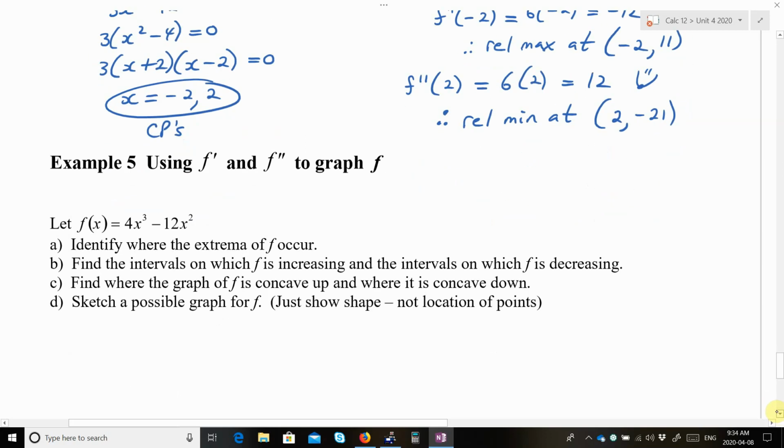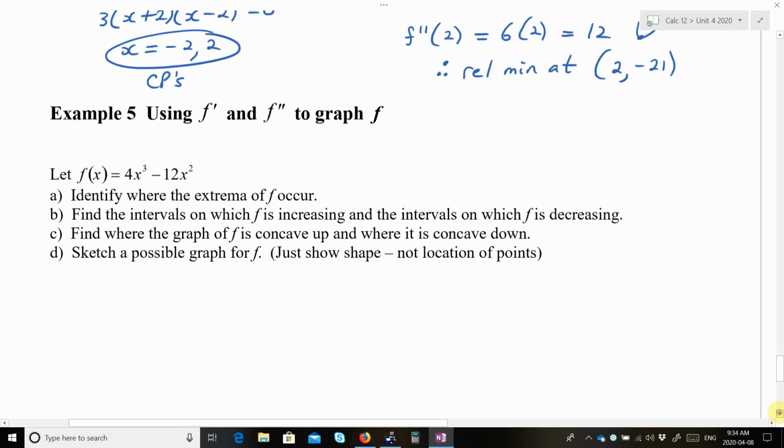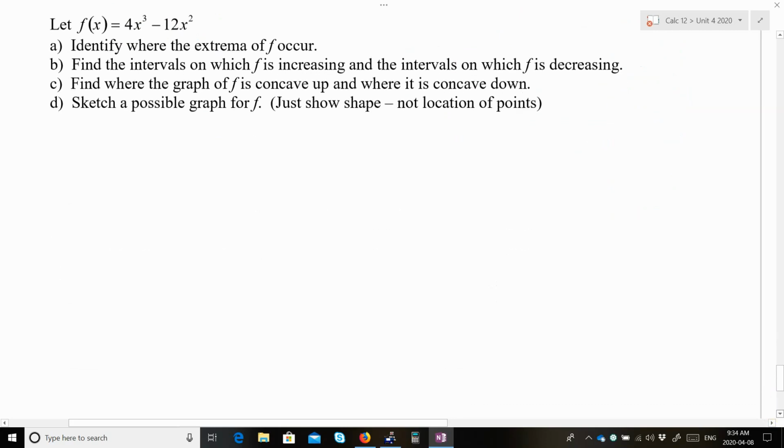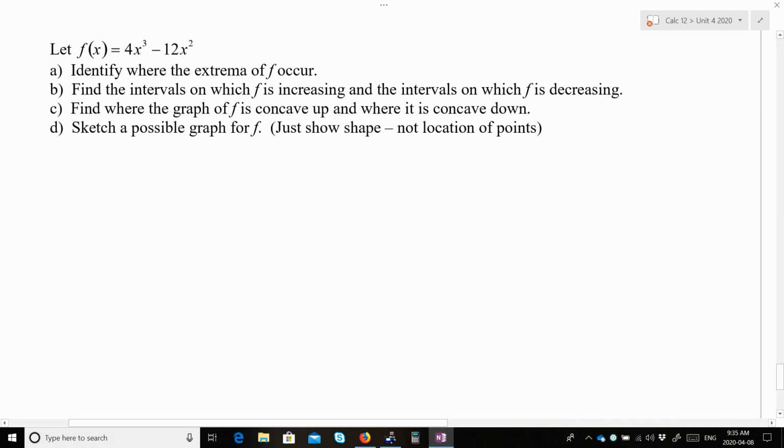Okay, and we'll finally finish off with example 5. This is using f prime and f double prime to graph the original function f. Okay, and so we're going to let f of x equal 4x cubed minus 12x squared. And part A, identify where the extrema of f occur. Remember, the extrema of f occur either at the endpoints or the critical points.